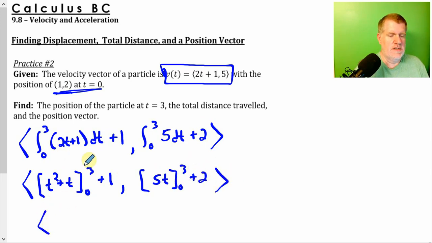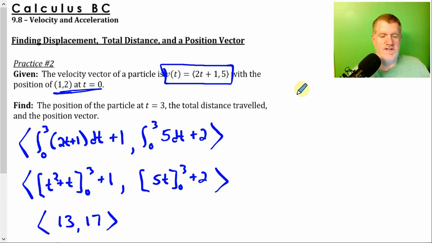Alright, let's see. So plug in 3, we get 9. 9 plus 3 is 12. 12 minus 0 is 12, so 13. 5 times 3 is 15. 15 plus 2 is 17. Alright, there's your position.